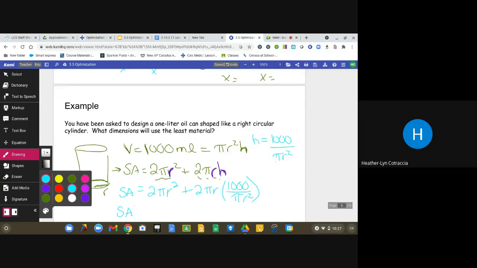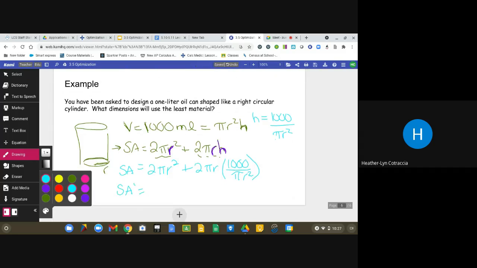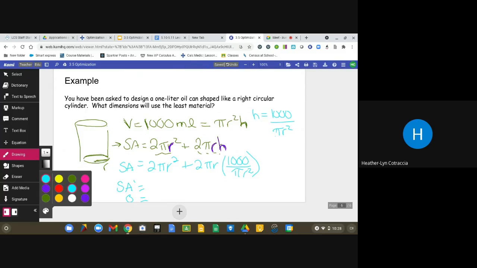You need to find the derivative. You need to take that derivative and set it equal to 0. And then in the end, you're going to have what r is, but it says what dimensions will use the least amount of material. So you'll also need to plug back into the equation to figure out what h is. And I think that one works pretty easily.